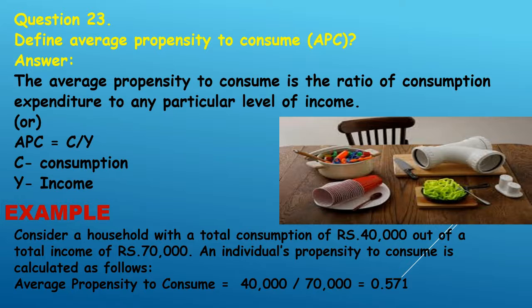For example, consider a household with total consumption of rupees 40,000 out of total income of rupees 70,000. The income is 70,000, but he is spending only 40,000. So an individual's propensity to consume is calculated as C by Y. C is 40,000 divided by Y, which is 70,000. So the ratio we get is 0.571, which is our average propensity to consume.